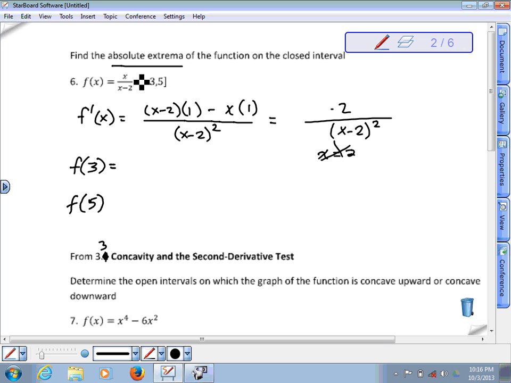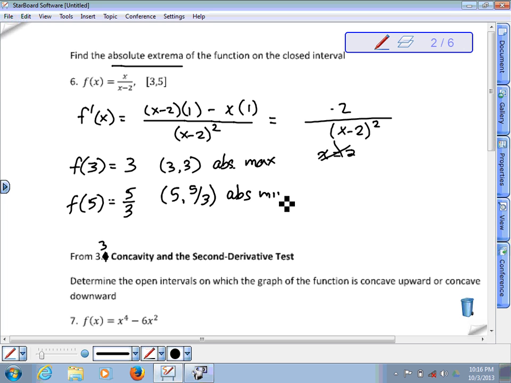If a 3 is plugged into the original function, 3 over 3 minus 2 is 3. Plug in a 5, 5 over 5 minus 2 is 5/3. This one has the highest value. So the point (3, 3) is the absolute maximum on my closed interval. And the point (5, 5/3) is the absolute minimum.